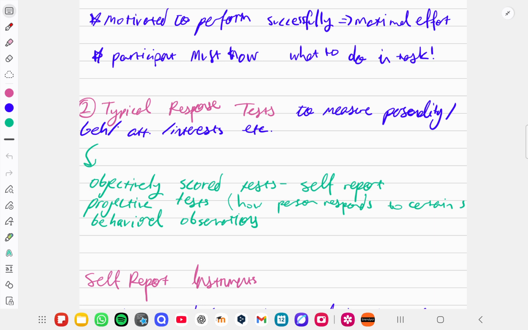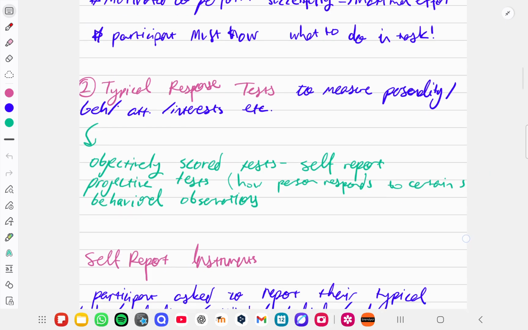personality or behavior, attention, interest, etc. So these are objectively scored tests. They rely on self-report. Like the participant, for example, answers a question like, how much do you relate to this sentence, and there's a sentence given, and then they give a rating out of 1 to 5, for example.